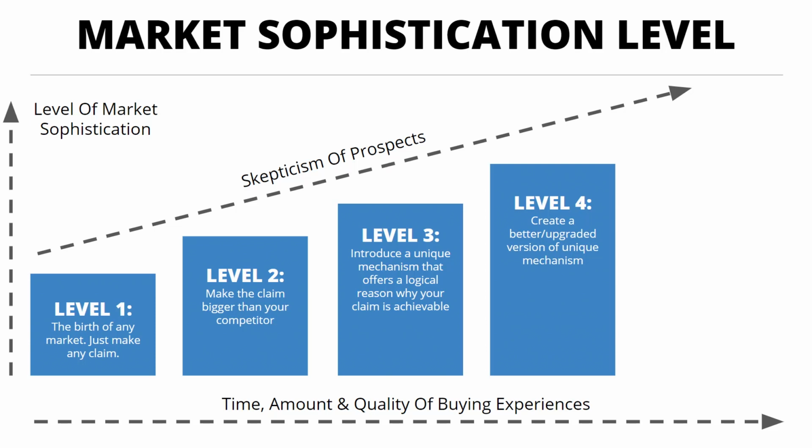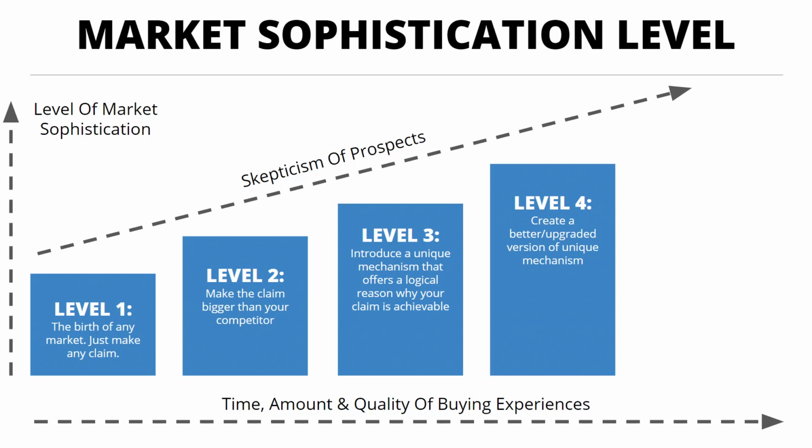So you take that unique mechanism and you improve upon it. You make it better. But again, what happens? More and more competitors come into the space. Marketers recognize that new and unique mechanism in order to survive in this new marketplace that has evolved to level 4.